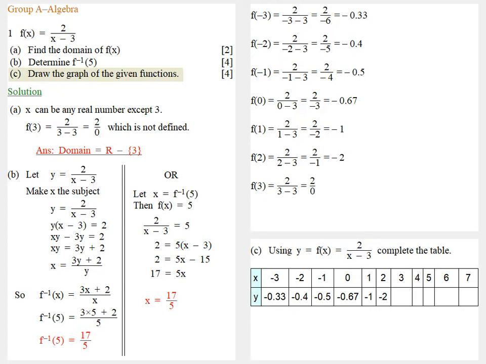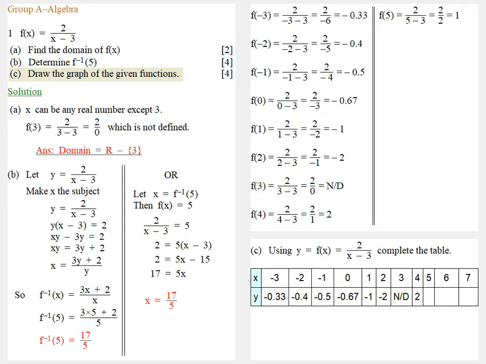If we take x as 3, f(3) is 2/(3 - 3), which is 2/0. That's not defined. That's not a correct number. If we take f(4), then we get 2/(4 - 3), which is 2/1, or 2. If we take x as 5, we get 2/(5 - 3), which is 2/2, which equals 1. If we take x as 6, then f(6) is 2/(6 - 3), or 2/3, which is equal to 0.67.